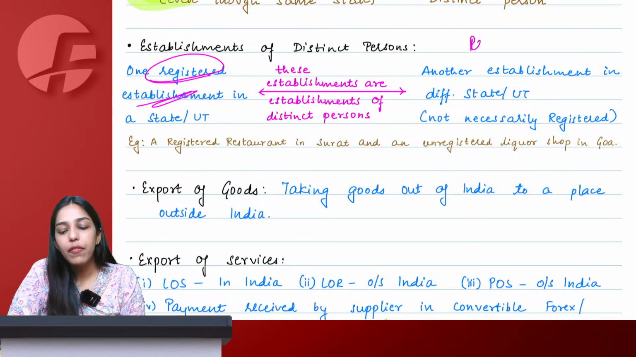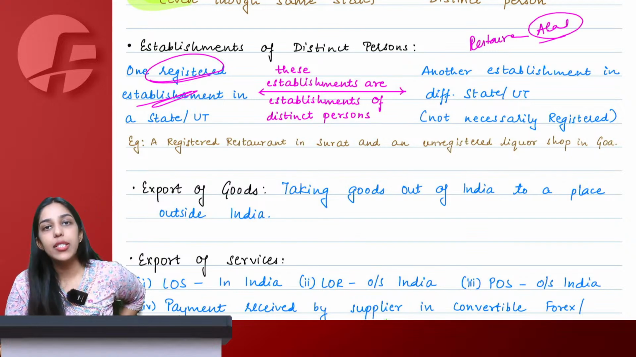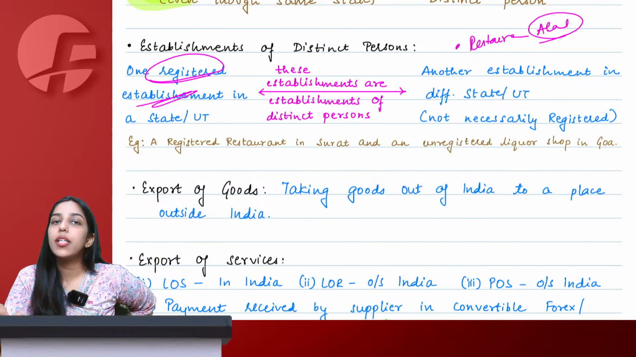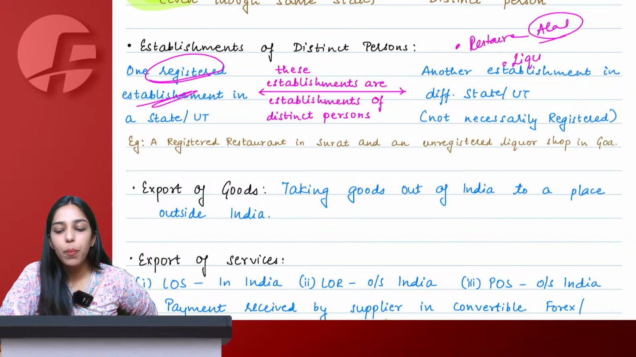Let's say I have a restaurant. I have a restaurant in Ahmedabad which is registered under GST. I have a liquor shop in Goa.